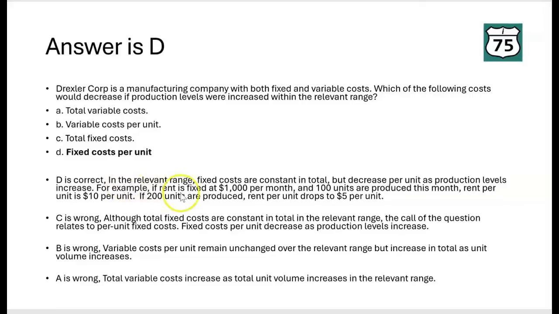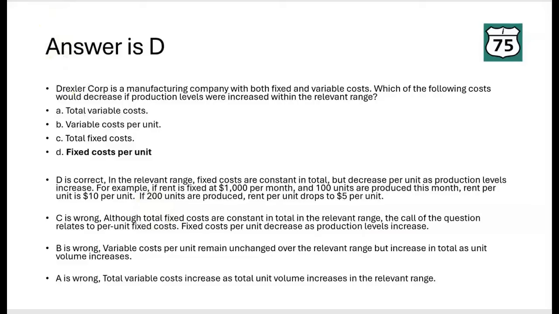For example, if rent is fixed at $1,000 per month and 100 units are produced this month, well then rent per unit is $10 per unit. But what if 200 units are produced next month? Well then rent per unit drops to a cost of $5 per unit. It went from $10 per unit when we produced 100 units to a cost of only $5 per unit when we produced twice as many units, 200.